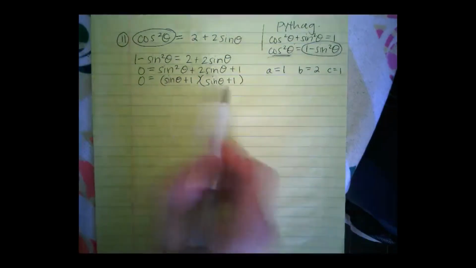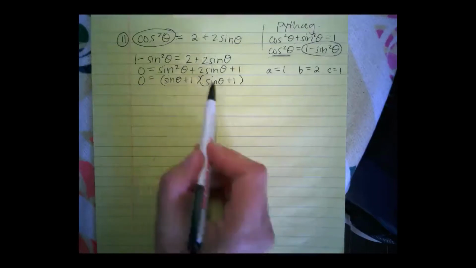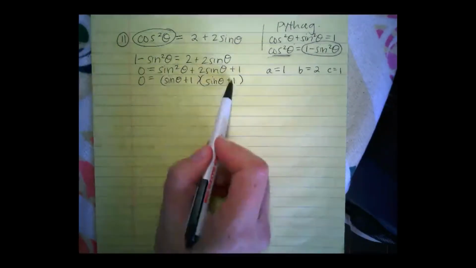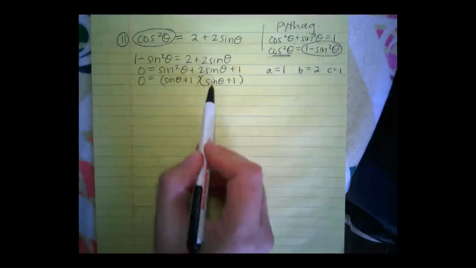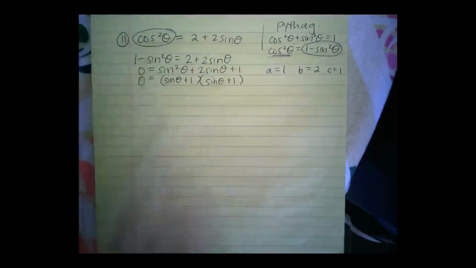Again, I could check my factors to make sure I did this correctly by distributing, otherwise known sometimes as FOIL. Sine times sine is sine squared. Sine times 1 is sine. 1 times sine is sine. That's where the two sines are coming from. And then finally, 1 times 1 is 1. So we're just rewriting that equation.